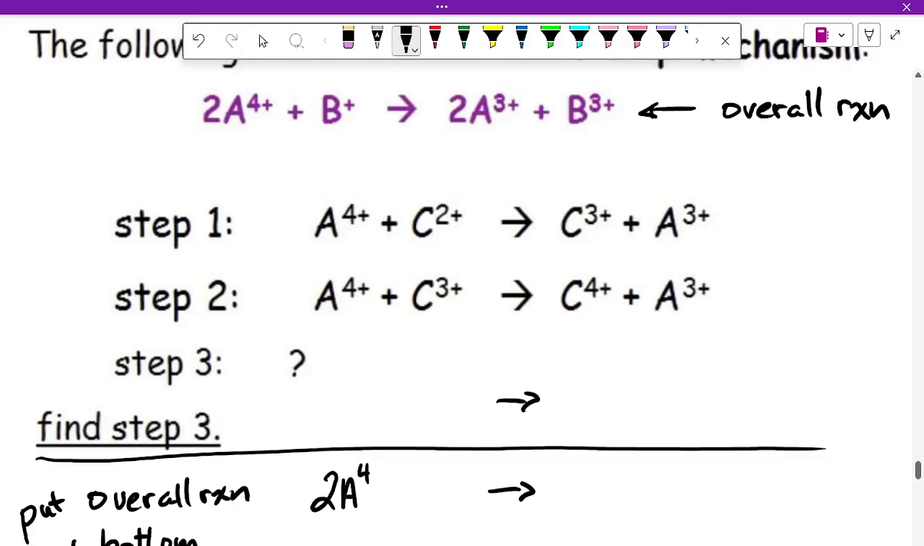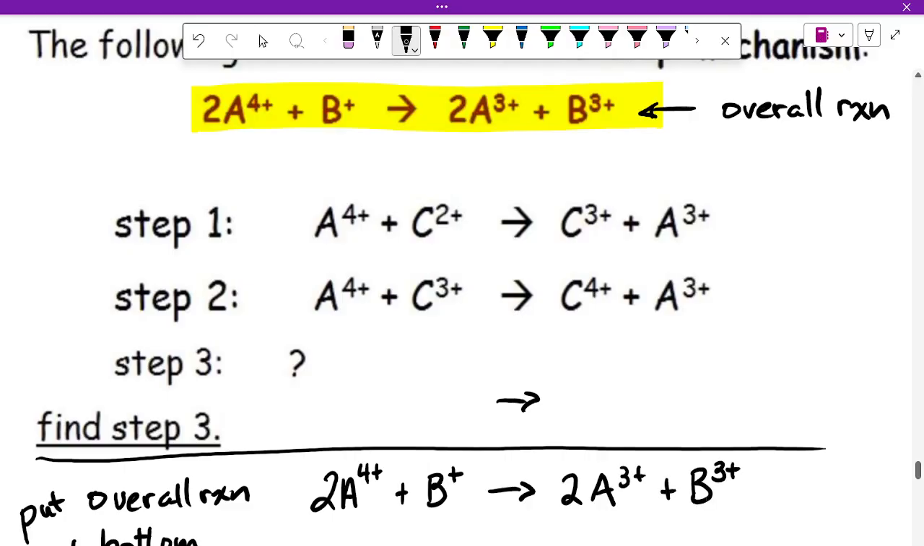And I have 2A4+ plus B+. I'm just copying the reaction that's in yellow, okay? 2A3+ plus B3+.